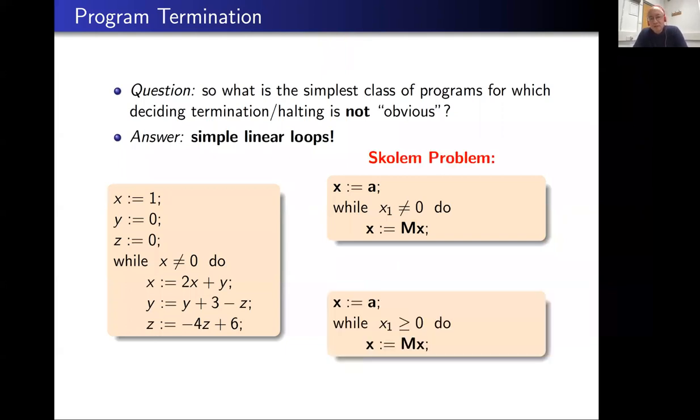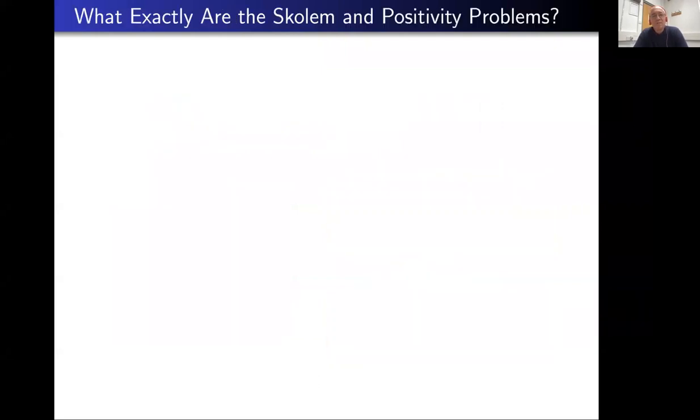The first one is called the Skolem problem, because you need to decide when x sub one is different from zero, because if x sub one is equal to zero, then you stop. And the second problem is called the positivity problem, because while the first coordinate is at least zero, you can continue. And if the first coordinate ends up being negative, then you have to stop.